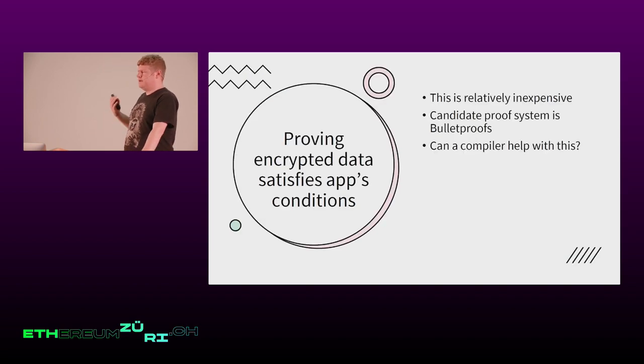So now that we've shown that a ciphertext is well-formed, we have to show that the messages contained in the ciphertext obey the properties of the system, so like you're not subtracting money from someone else.